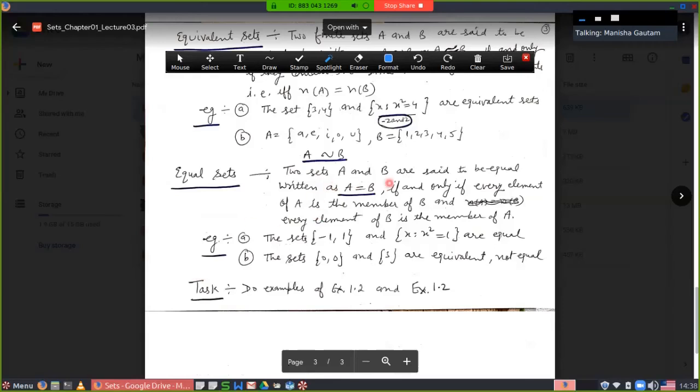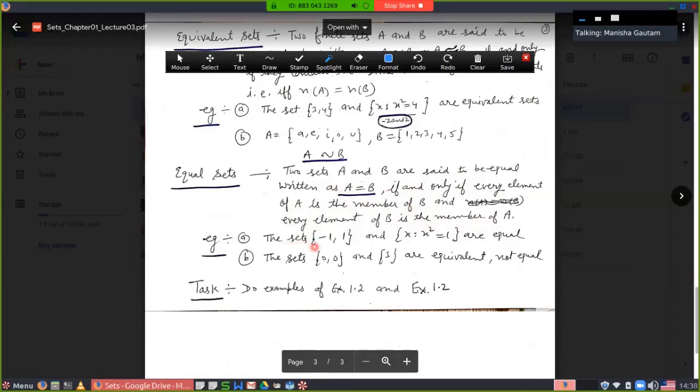Two sets A and B are said to be equal, written like this, A = B, if and only if every element of A is a member of B and every element of B is a member of A. It means the elements as well as the order should both be equal if you want to call two sets equal.